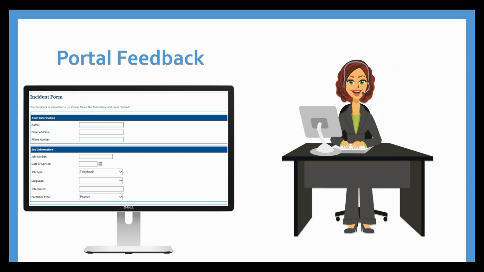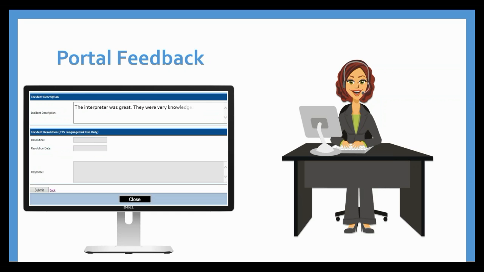To create a new incident, simply click on the New button. You'll need to fill out your information so that our Interpreter Relations Department has a point of contact should we need additional details. Next, you'll enter job information. One nifty feature is that once you enter the job number, you can simply press Tab and it will auto-populate with the exception of the feedback type. You can submit positive or negative feedback.